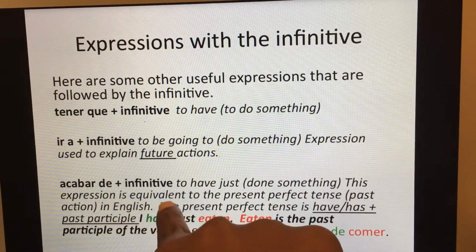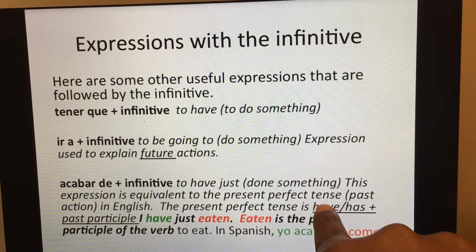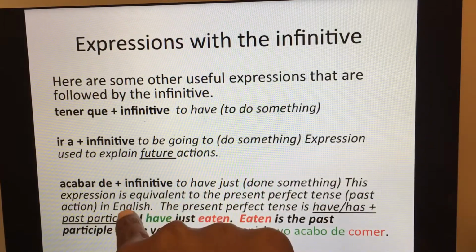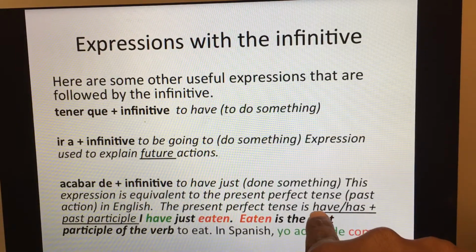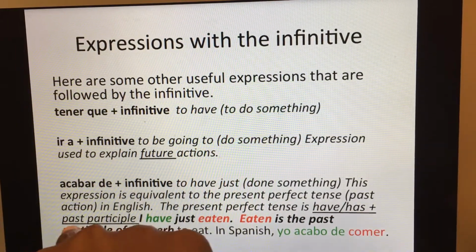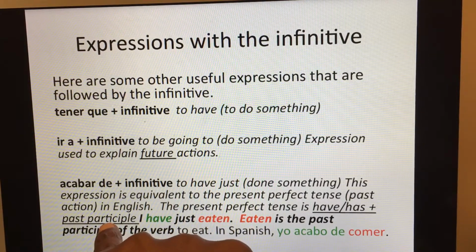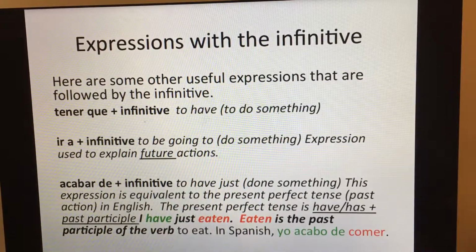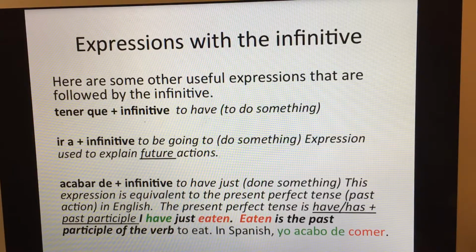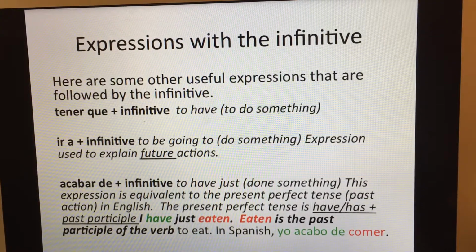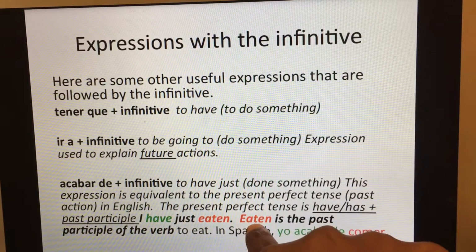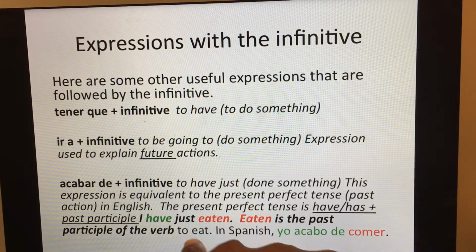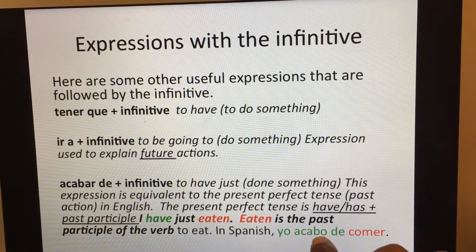This expression is equivalent to the present perfect tense or a past action that we use in English. In English, the present perfect tense is either using have or has with the past participle of the verb. So, take for instance the verb to eat. I want to say eaten. That's the past participle. So, I have just eaten. Eaten is the past participle of the verb to eat. It translates in Spanish as yo acabo.